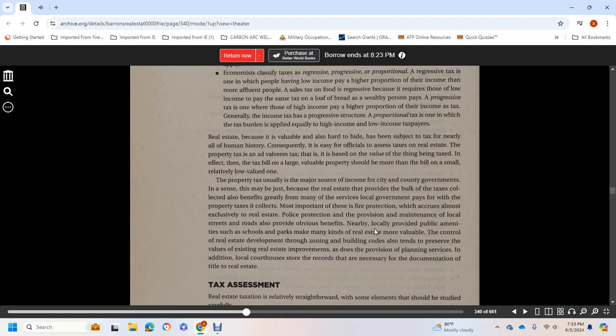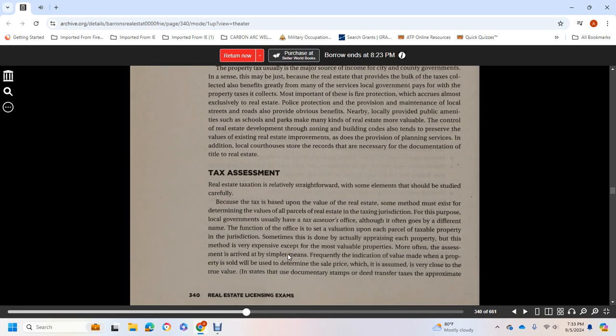These protection provisions and maintenance of local street roads also provide an obvious benefit to nearby locally provided public amenities such as schools and parks, which make the real estate more valuable. The control of real estate development, the zoning and the building codes also tend to preserve the value of existing real estate. In addition, local courthouses store the records of the documentation of the title of the real estate.